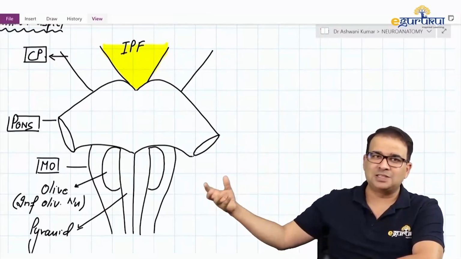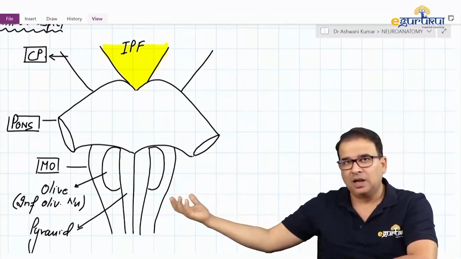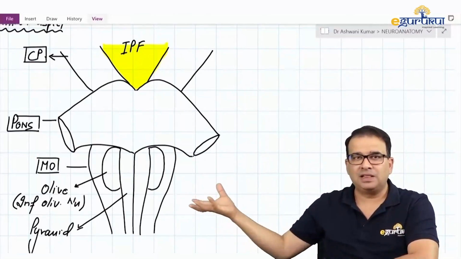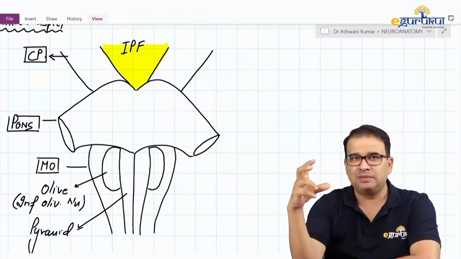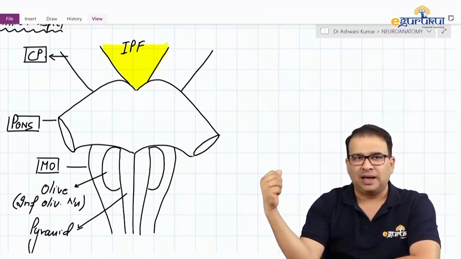So all the peduncles, whether it is the midbrain peduncle or the medullary peduncle, they all go toward the pons first, and then they enter into the cerebellum. That's why the word bridge is given to it. And then we have the medulla.